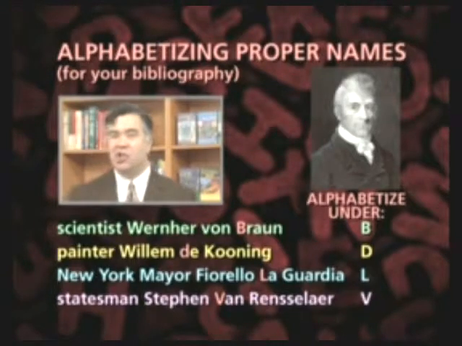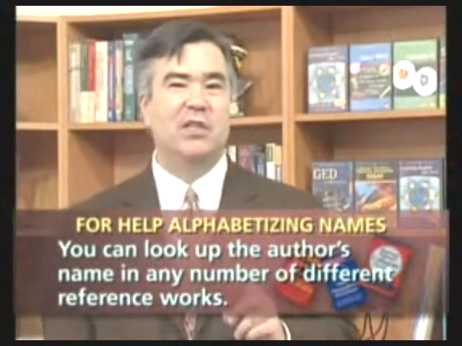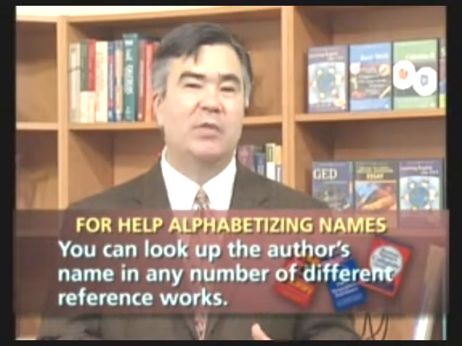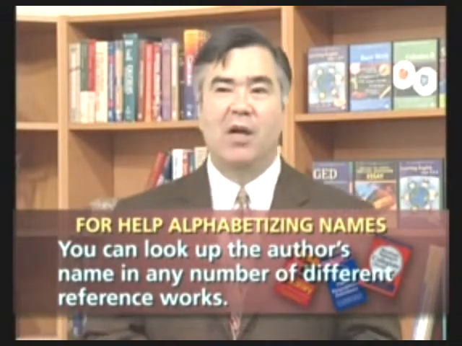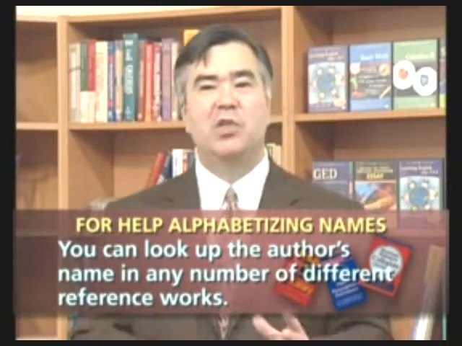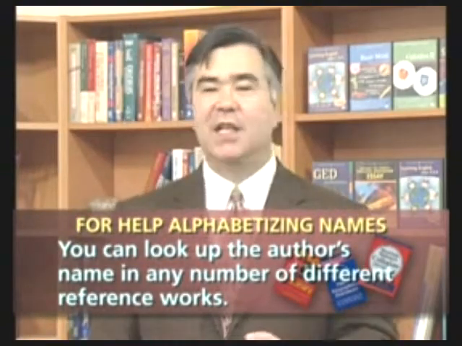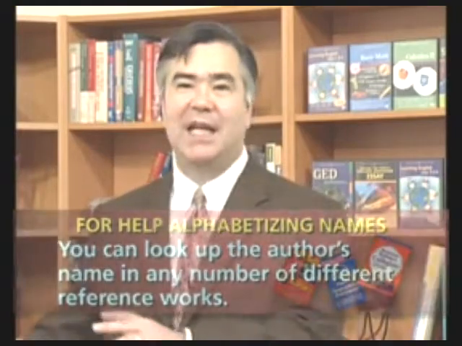If you're uncertain how to alphabetize a particular name in your bibliography, a handy trick is to look up the author's name in the biographical list at the end of Merriam-Webster's Collegiate Dictionary or in the index of Webster's New Biographical Dictionary. These are two reference works that can be found in most libraries and that list hundreds or thousands of individuals' names. You can take guidance from how the name is handled there.